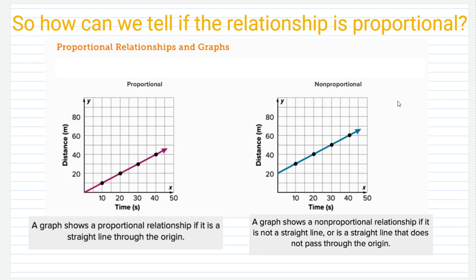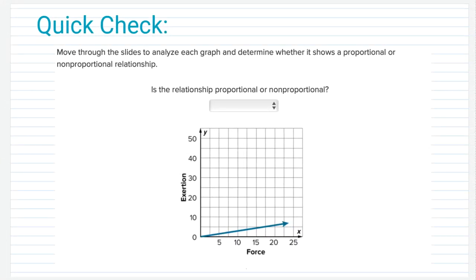A graph is going to be considered non-proportional if it's not a straight line, or it's a straight line like we're seeing here in this example, but it doesn't pass through the origin. So for the proportional relationship, it has to be a straight line through the origin, and anything else that doesn't meet that criteria is going to be considered non-proportional. So we're just going to go through some quick examples.